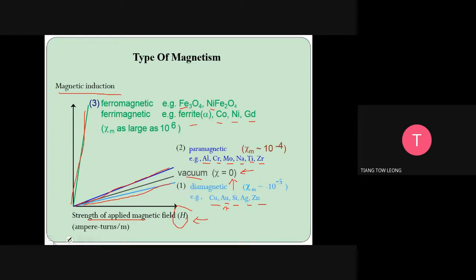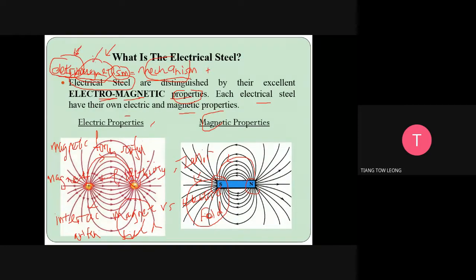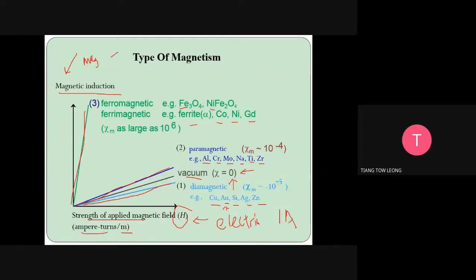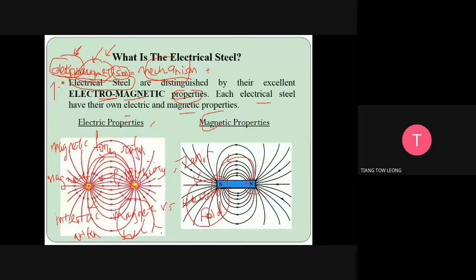H is actually ampere turns per meter. Magnetic induction is where we want to use electric. This curve is actually, if let's say I put 1 ampere, how good the magnetic field that we can get. That's why we are in electromagnetism. We want to know that if let's say through the medium, through satu bahan, kita bagi satu current, how good we can get a field. For example, like this.